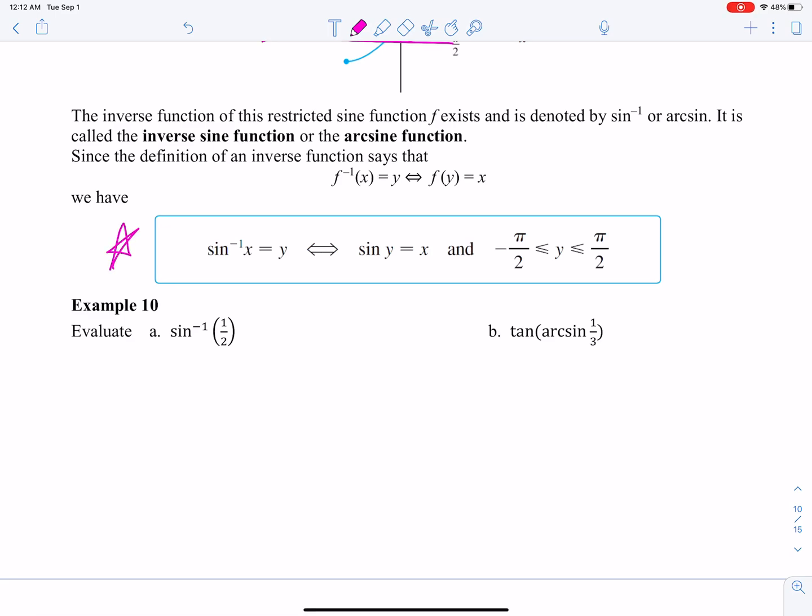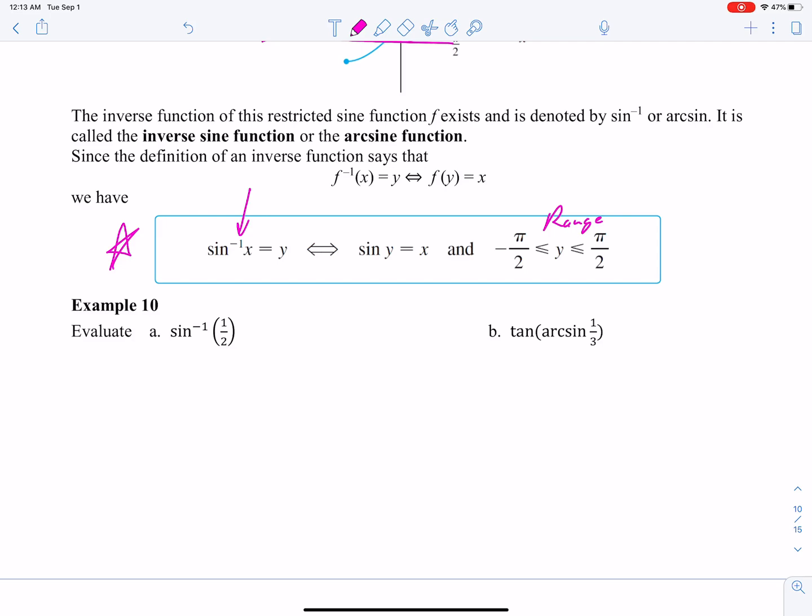Inverse sine of x. Remember, this is the inverse sine of x. This is not the reciprocal. It is inverse. So inverse sine of x equals y if and only if sine of y equals x. And y is from, so in other words, this is your range. So you do need to know this. The range of inverse sine of x is from negative pi over 2 to pi over 2. Okay?